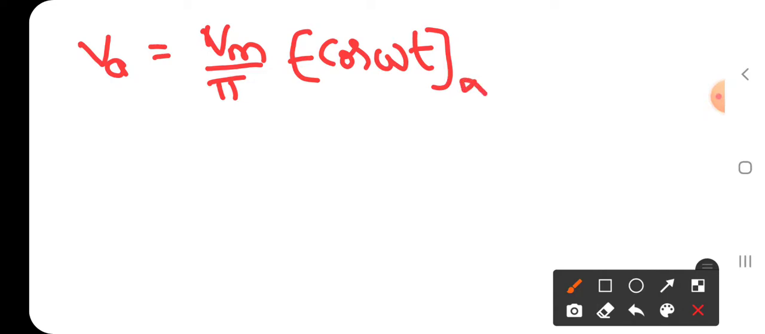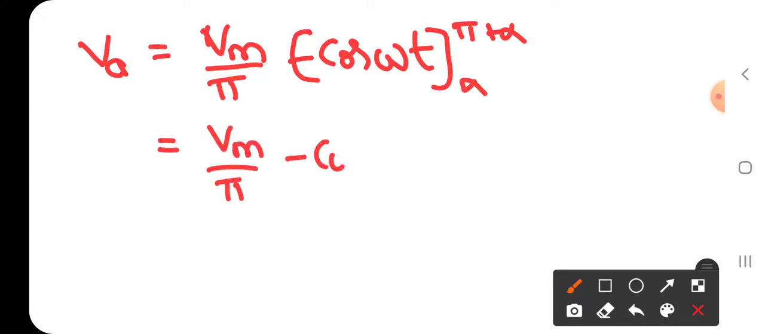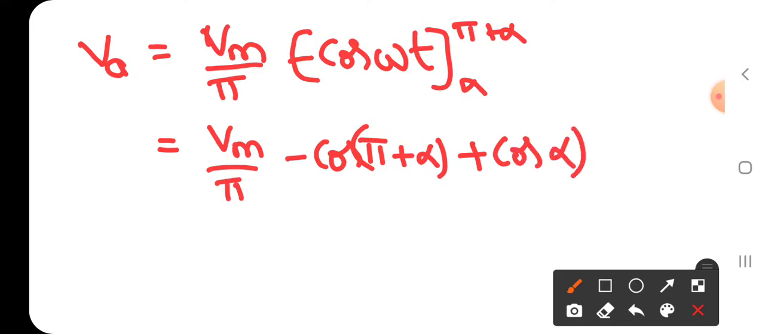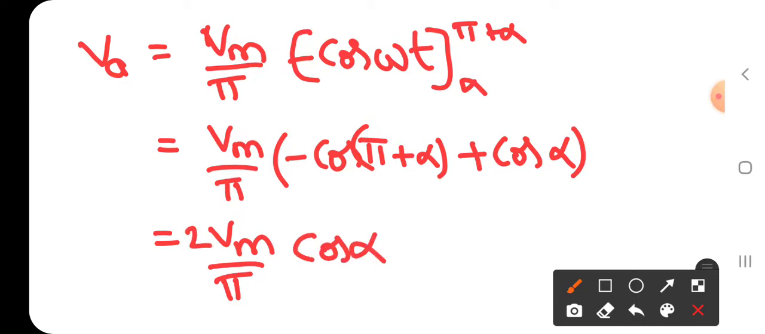Yeah, this is alpha to pi plus alpha. So hence I can write this as Vm by pi into minus cos of pi plus alpha plus cos alpha. Therefore it is Vm by pi into, cos of pi plus alpha is minus cos alpha. So that means you have 2 Vm by pi into cos alpha. Vi is 2 Vm by pi into cos alpha.